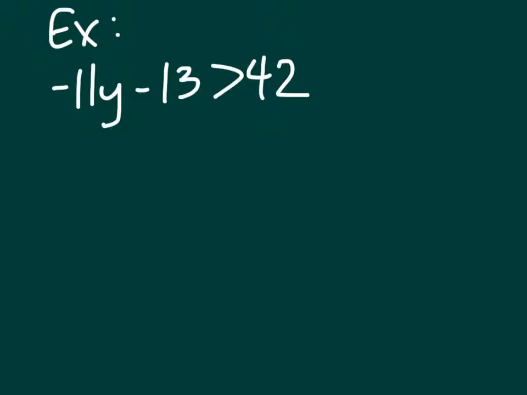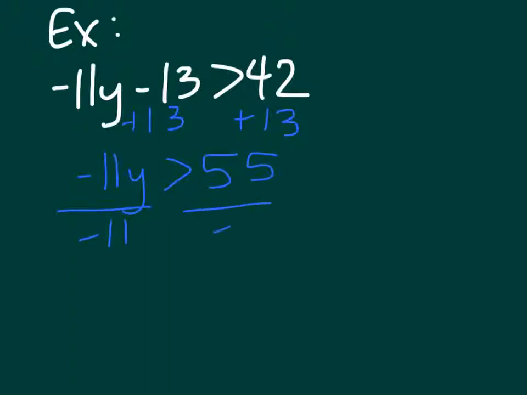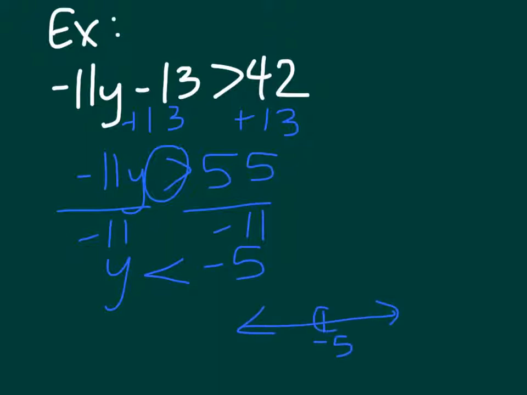Alright, so an example, negative 11y minus 13 is greater than 42. So just like an equation, I'm going to add 13 to both sides. Negative 11y is greater than 55. Divide by negative 11, and right when I say that, I'm going to switch my sign. Some of you said maybe even circle it. That tells you down here it needs to look different. y is less than negative 5. I'm going to graph my answer, negative 5, open circle, and it's anything less, so to the left.